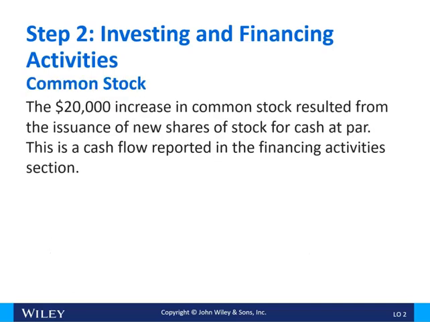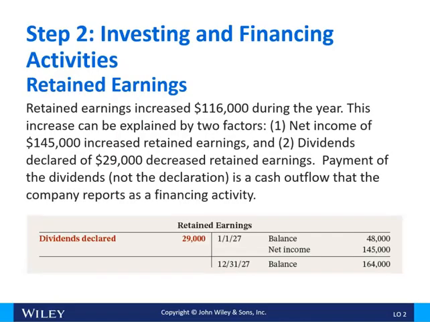Common stock, $20,000 increase in common stock resulted from the issuance of new shares of stock for cash at par. This is reported in the financing activity section. And the retained earnings increased $116,000 during the period. Two factors for that: a net income of $145,000, and then it got decreased by the $29,000 of dividends. So that decreases retained earnings. That payment of the dividends is a cash outflow. The company reports it as a financing activity.